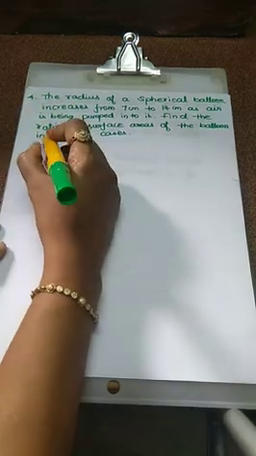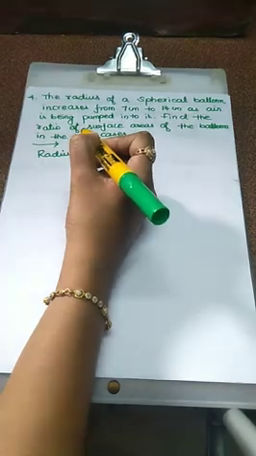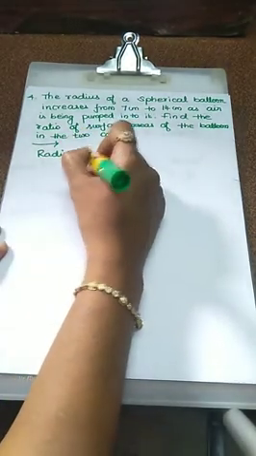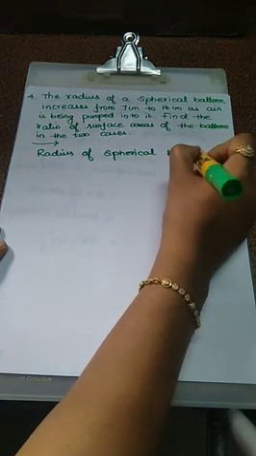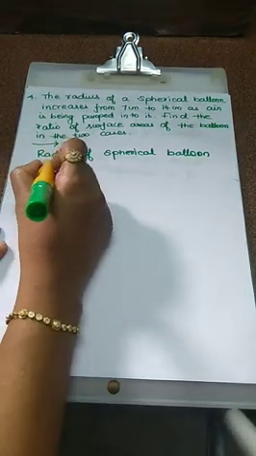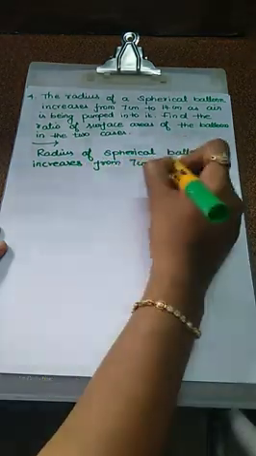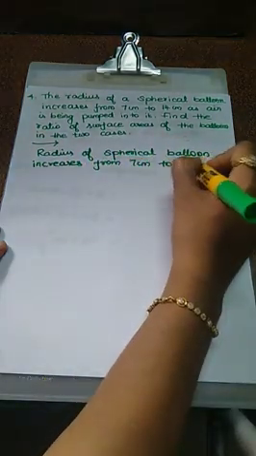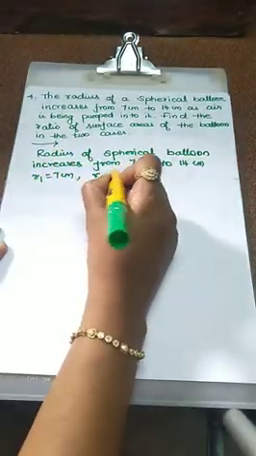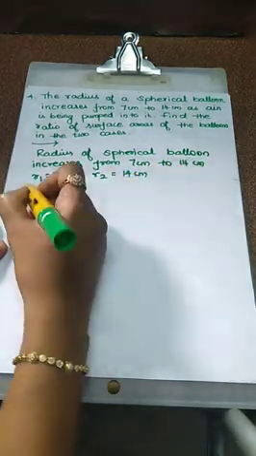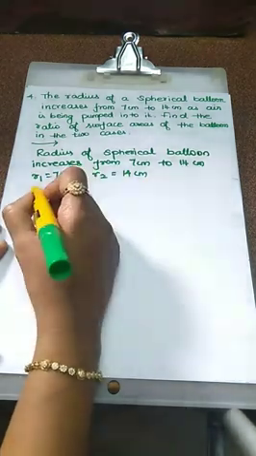Okay. First, radius of a spherical balloon. Actually, what is the value? Starting value 7 centimeter. Then it moves to 14 centimeter. So r1 equal to 7 centimeter. Then r2 equal to 14 centimeter. Okay. Now we calculate the surface area of a spherical balloon. Directly we calculate the ratio.